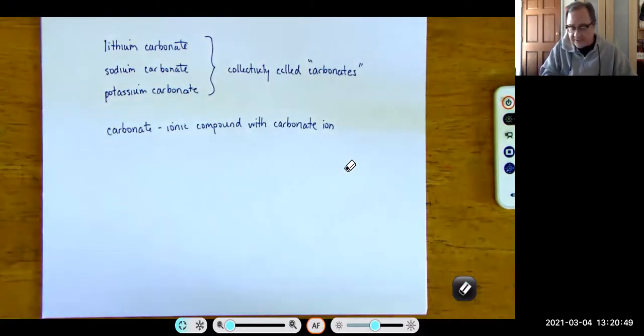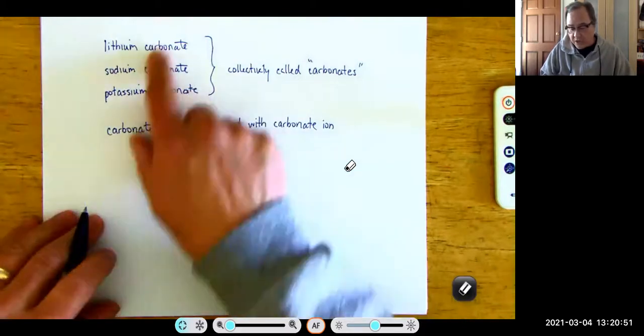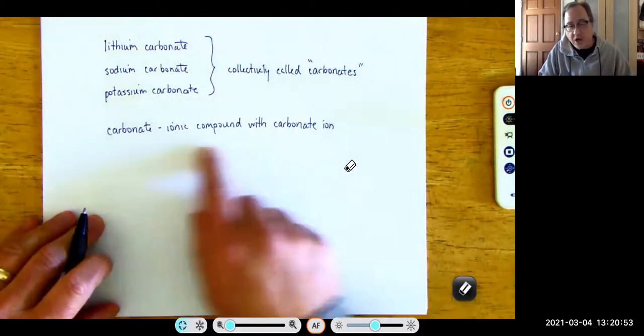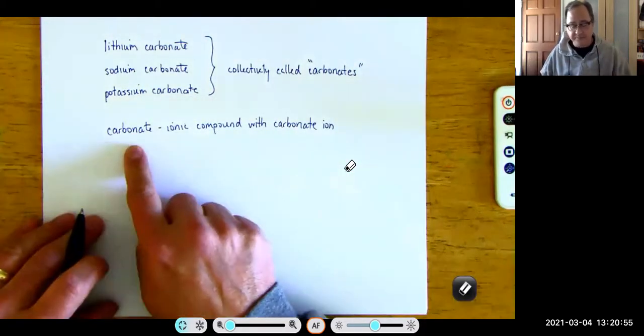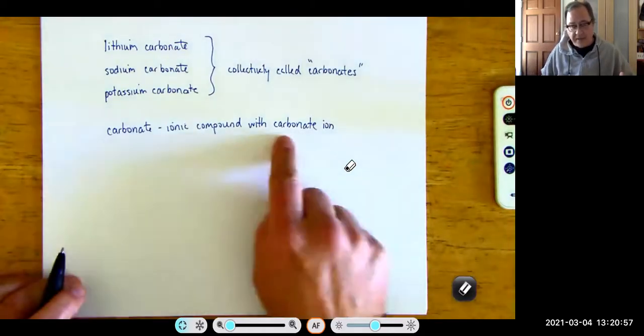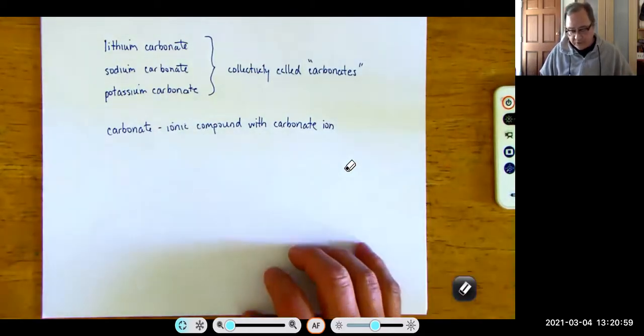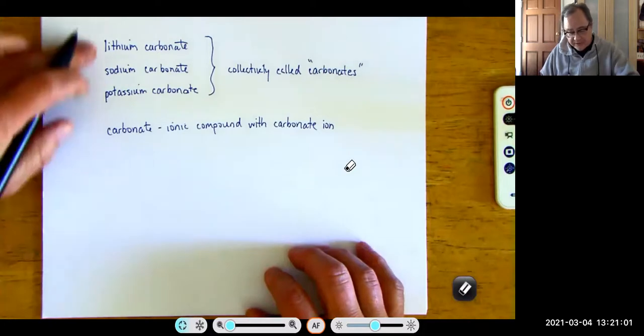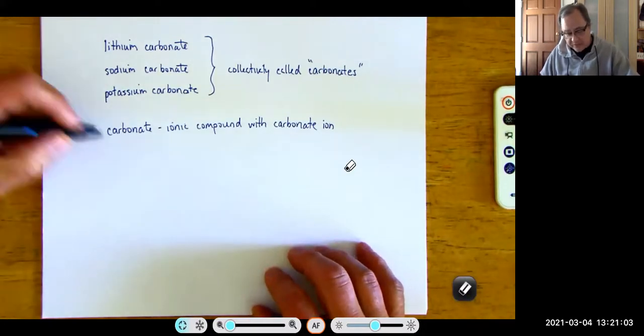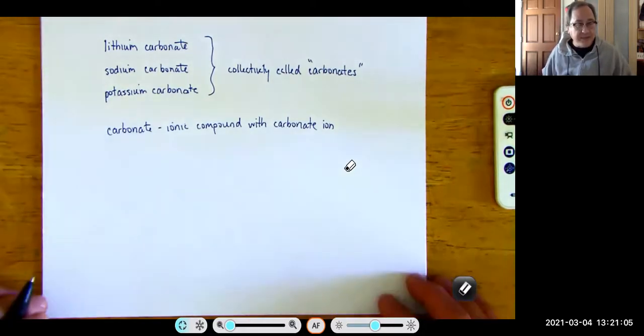So collectively, these three things are called carbonates, and in fact, a carbonate in general is an ionic compound with the carbonate ion. So you're going to try and figure out which one of these you have, and you're going to determine it by obtaining the molar mass.